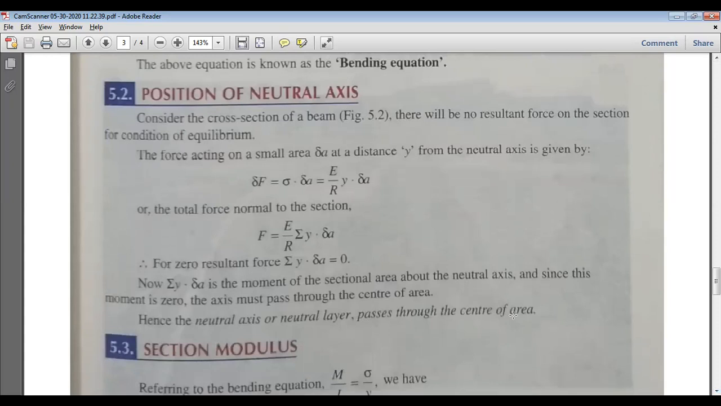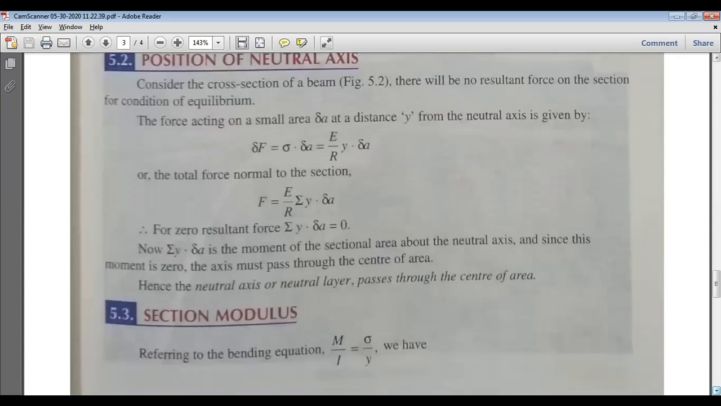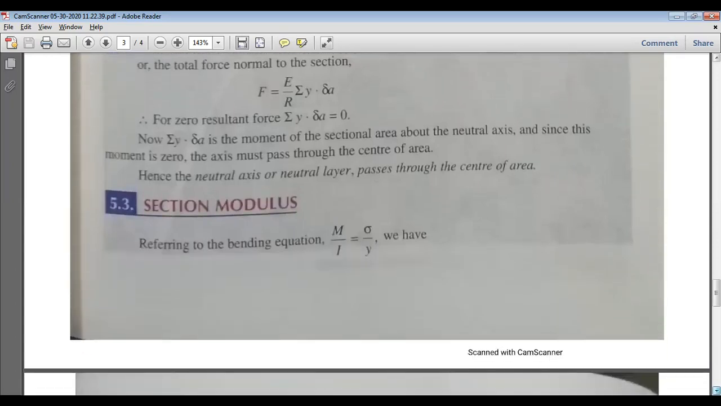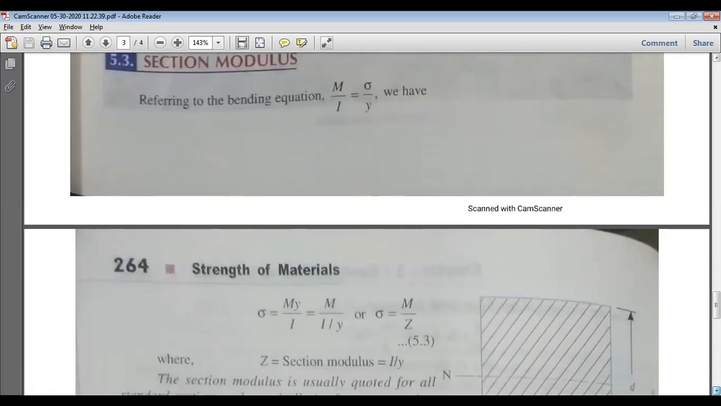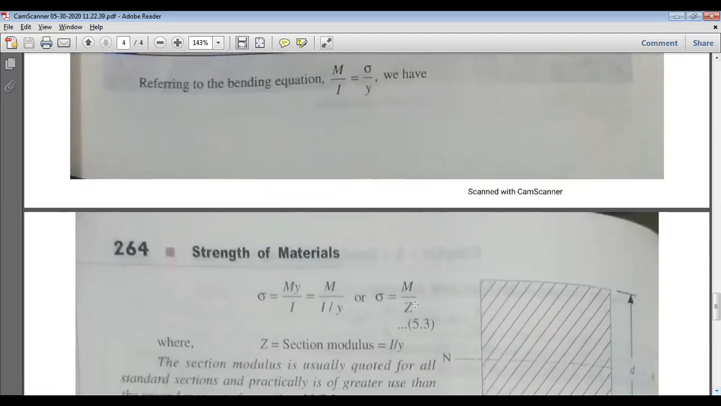Center of area means the whole area we have to consider. In this way we can also find the section modulus. We know M by I equals sigma by y is the bending equation. We have sigma equals M y by I, and I by y is known as the section modulus. M by Z is the stress, and the section modulus is Z.